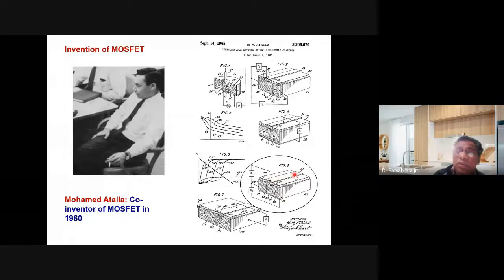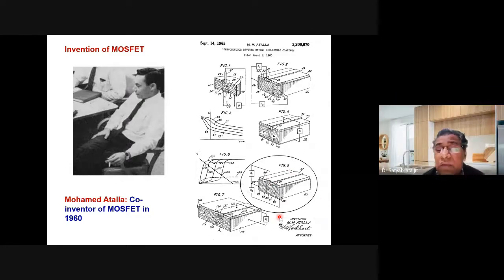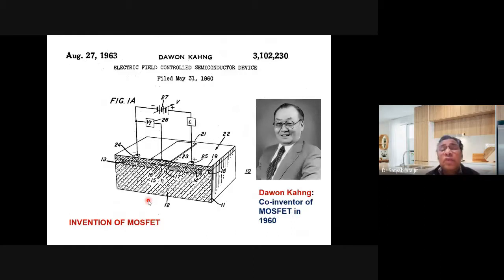So then the current between these two terminals can be controlled by applying a voltage or potential to this third terminal. So this is the first architecture demonstrated for the MOSFET, by Mohamed Atalla in 1960. Now, at the same time, contemporary, both independently, there was no relation between these two.